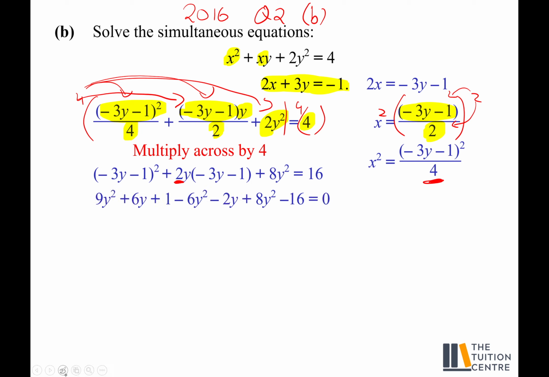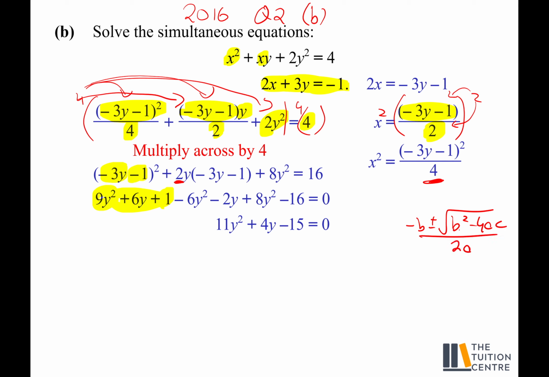Multiply it out, so I'm squaring my bracket. My shortcut method, I square the first term to get 9y squared, I square the last term to get 1, and I multiply the first term times the last term to get 6y. I tidy everything up, I get a quadratic. Now I can use my minus b formula here, no problem. Minus b plus or minus square root of b squared minus 4ac over 2a. We're all familiar with that.